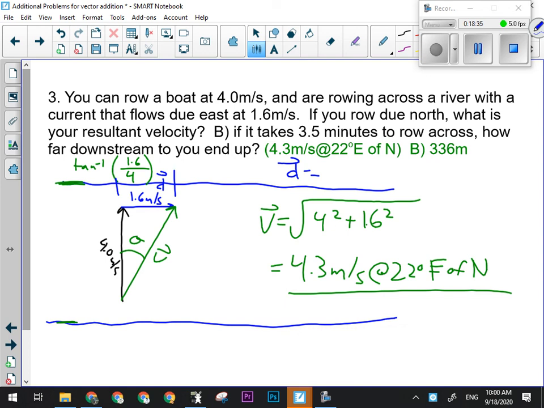Okay, I have V and I have T. So 1.6 times 210 seconds. Is that right? And that's 3.5 minutes.